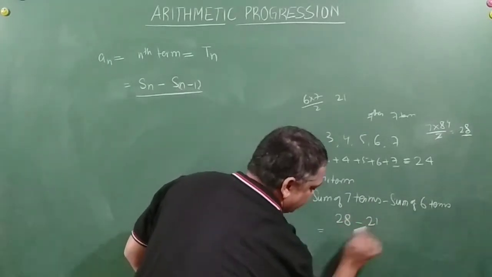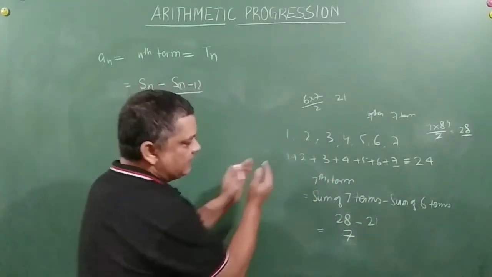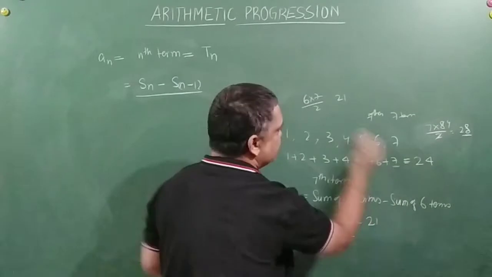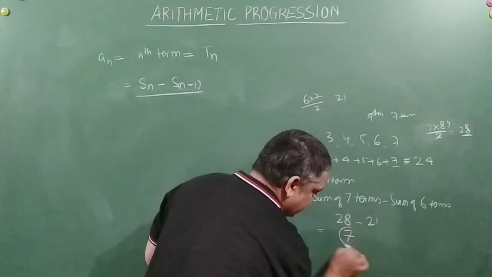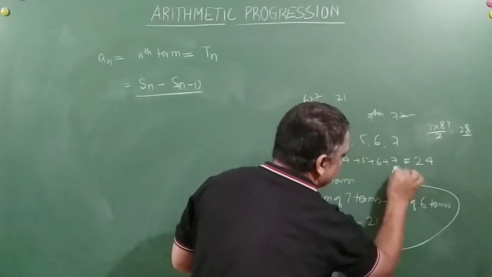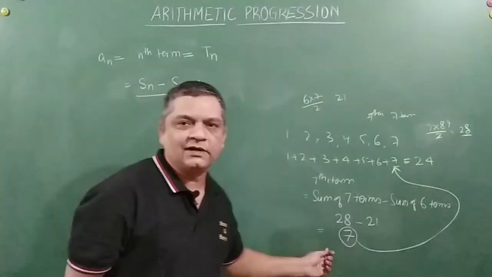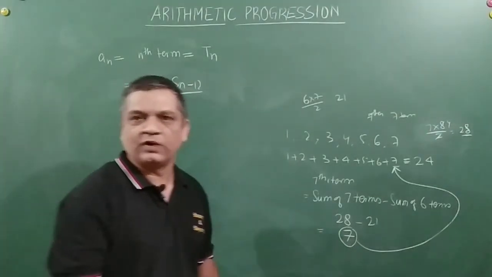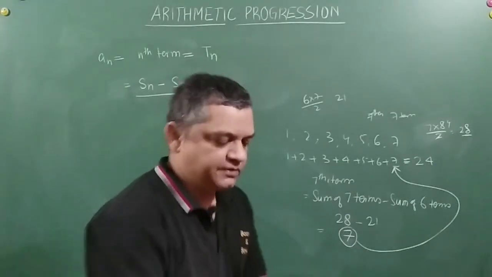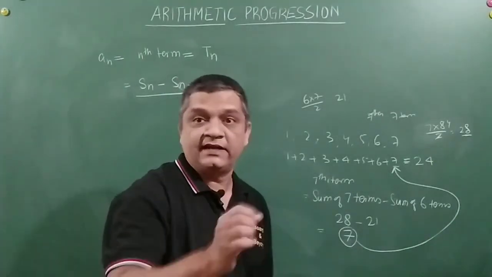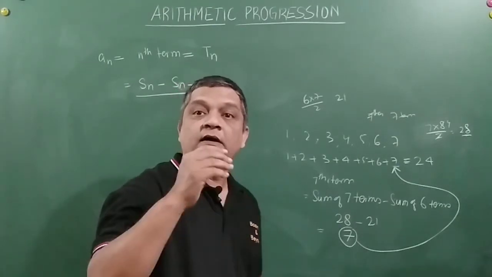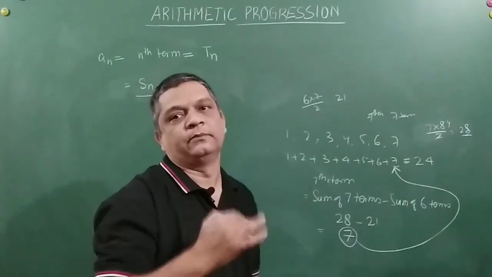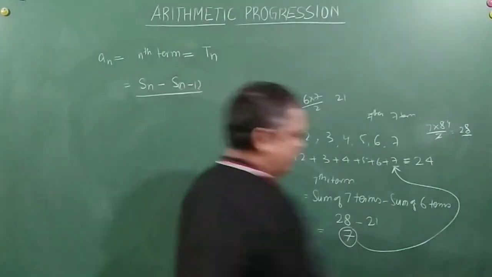Now what is happening is the difference is 7. So you see, friends, the sum of 7 terms is equal to 28, minus the sum of 6 terms, that is equal to 21. So the answer is 7, which is equal to your 7th term. This is an important concept which we will be using in one particular type of problem. So I thought it is better for us to understand it here. So any term is equal to the sum of all the terms up to that term minus the sum of all the terms previous to that term, in general.